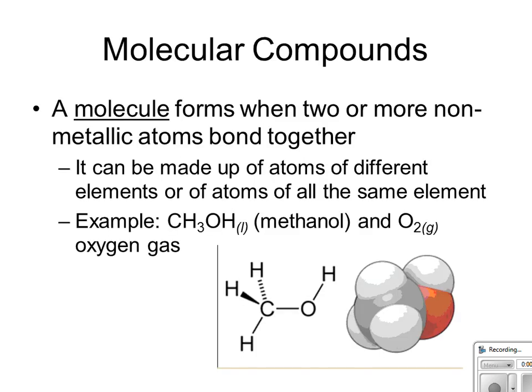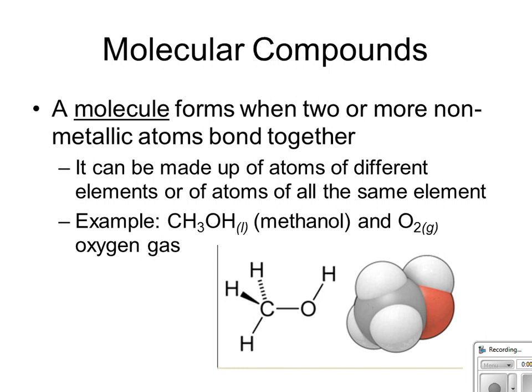Now, a molecule forms when two or more non-metallic atoms bond together. And again, a key point there: ionic compounds, we have a metal and a non-metal, so a cation and an anion, whereas in a molecular compound, we have two non-metals. And it can be made up of atoms of different elements or of atoms of all the same elements. So for example, you can have CH3OH, which is methanol, or you can just simply have O2, which is oxygen gas, the gas we breathe in.